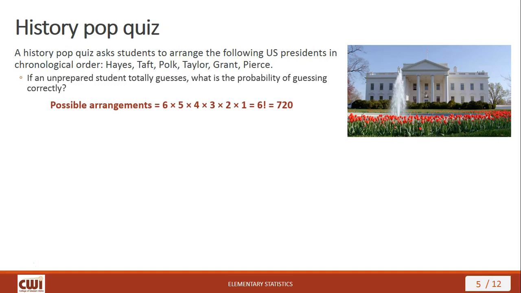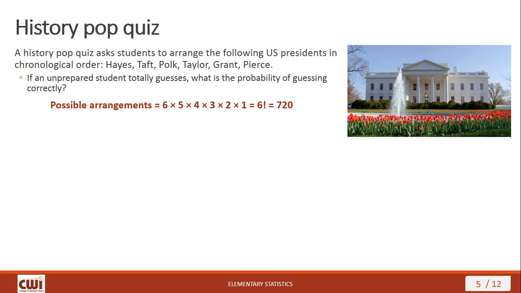The possible arrangements: we've got 6 presidents to choose from. So there are 6 names for the first placement, the one who served first. Then once we select that president, there are 5 left to choose for the second spot. Then 4 are left for the third spot, and so forth. So we have 6 times 5 times 4 times 3 times 2 times 1, which is 6 factorial, which we punch out on our calculator and get 720. So we have 720 different arrangements in our sample space.